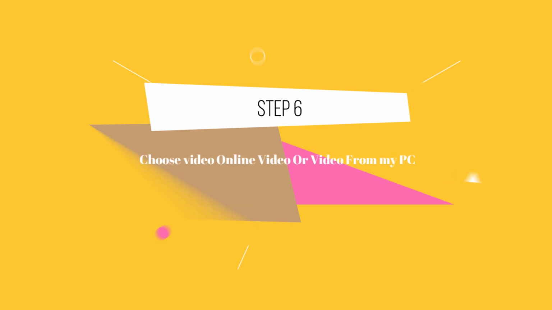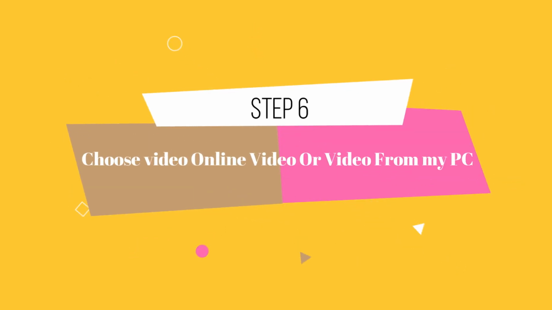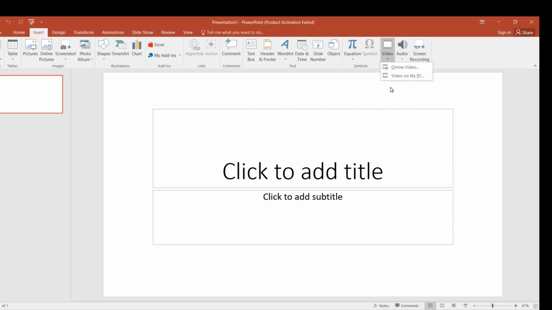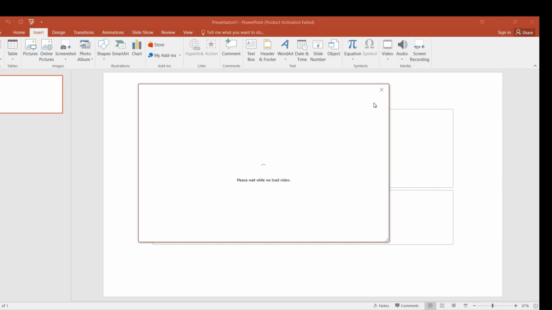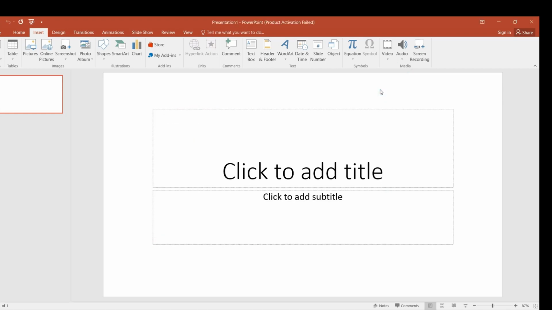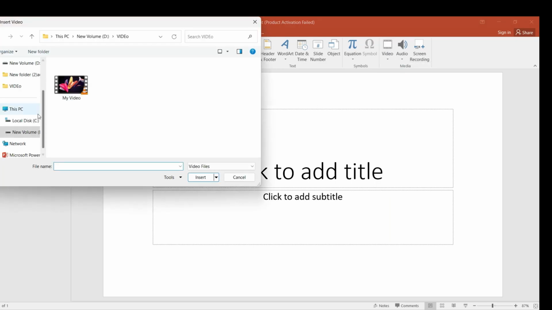Step 6. Choose Online Video or Video on my PC. In the drop-down menu, you have two options, Online Video and Video on my PC. If you want to insert a video from an online source, select Online Video, and you can search for videos from YouTube or other platforms. If you have a video saved on your computer, choose Video on my PC to locate and insert it.